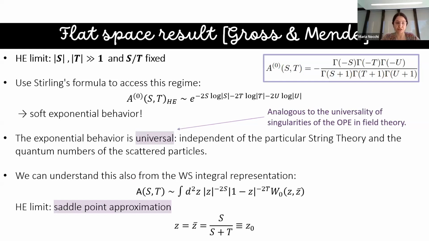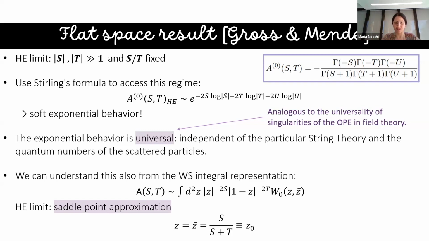Let's try to understand this now from the worldsheet perspective, because that's at the end of the day what we want to argue here. Again, we have the worldsheet integral representation for Virasoro-Shapiro, and that is just 1 over modulus z squared, modulus 1 minus z squared. You take large S, large T with S over T fixed. So you get an exponential from that. That tells you that you can use the saddle point approximation to solve for this integral. And the saddle point is z naught, z equal to z bar equal to S over S plus T. So we have the direct way of Stirling's formula and the worldsheet interpretation.